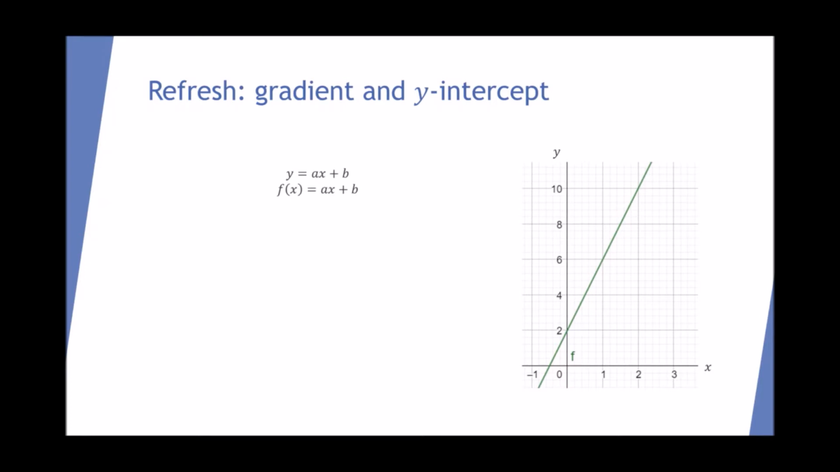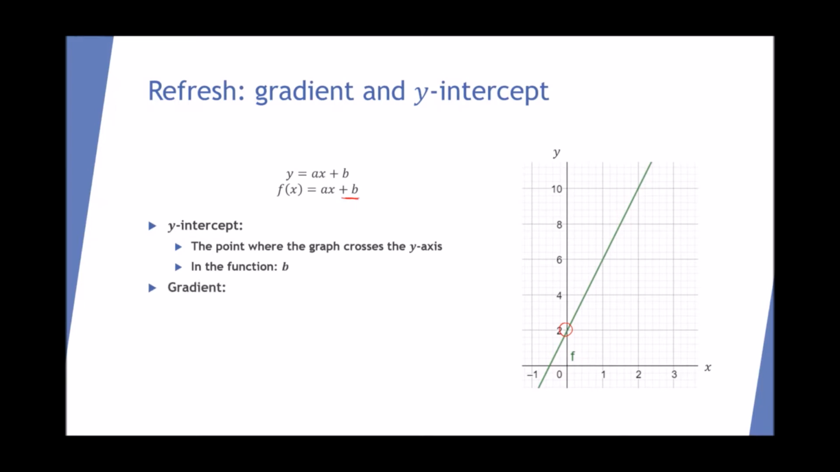Now let's have a look at that gradient and y-intercept, starting with the y-intercept. The y-intercept is the point where the graph crosses the y-axis. That's right over here. And in the function, it is the number b, the variable b. The number that is added or subtracted at the end. And this makes it the number that is still left even if x is 0. If x is 0, the whole ax part disappears, but the b still remains, the y-intercept remains.